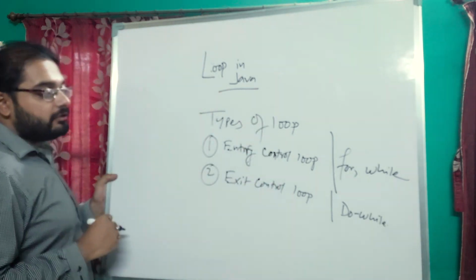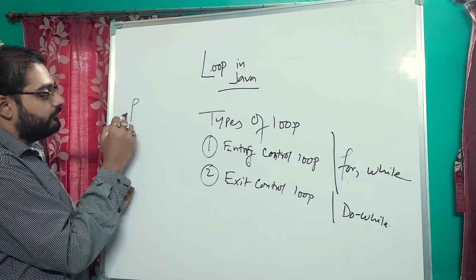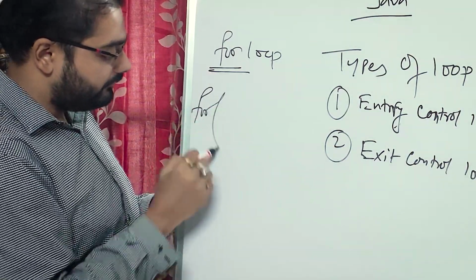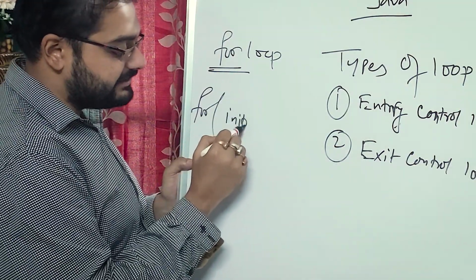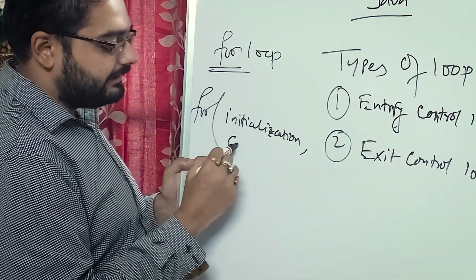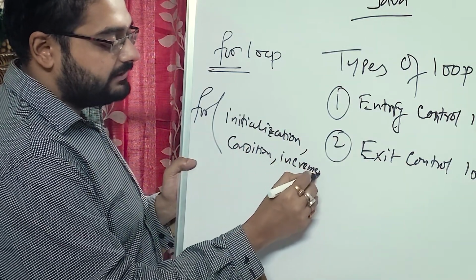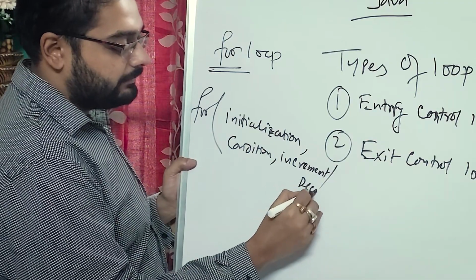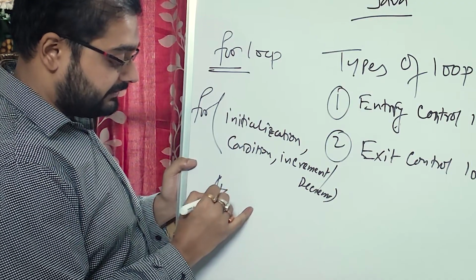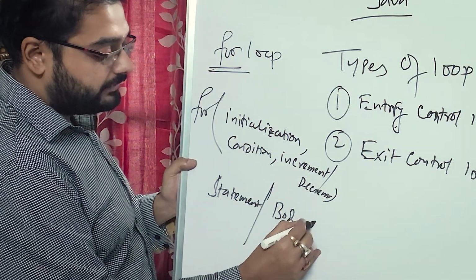Okay, now entry control loop, that is based on the for and the while loop. So the for loop structure is: for, first initialization, that I wrote before, then comes condition and increment/decrement part. Then here comes the statement or the body of the loop.